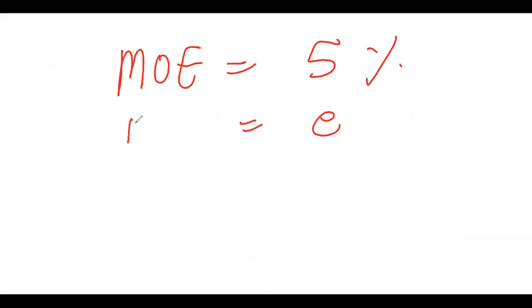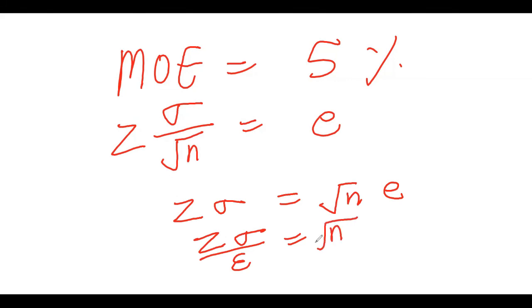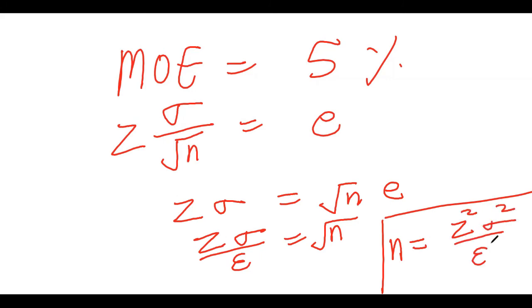The margin of error is Z sigma upon root n, where sigma is the standard deviation of the sample and n is the sample size. So I can write Z multiplied by sigma is equal to root n multiplied by E, and also Z sigma upon E is equal to root n. From here I derive the formula that n is equal to Z square sigma square upon E square. This is the formula we use for calculating the sample size, and it actually comes from the margin of error.